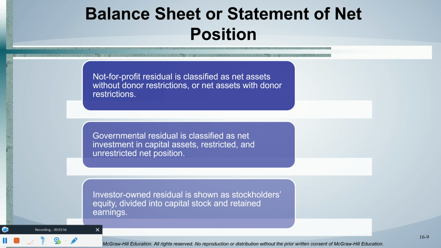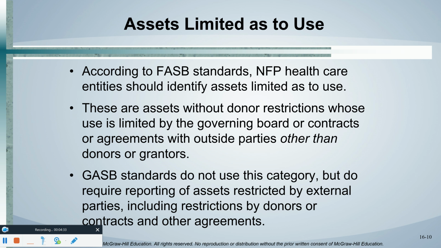If the healthcare organization is a governmental nonprofit, equity is going to be called net position. And just like we learned in the proprietary fund chapter, the net position is broken down into 3 subcategories. Basically, we have unrestricted, restricted, and net investment in capital assets. And if it's a for-profit healthcare organization, equity would be broken down between capital stock and retained earnings, very similar to the way you learned in your prior for-profit accounting classes.